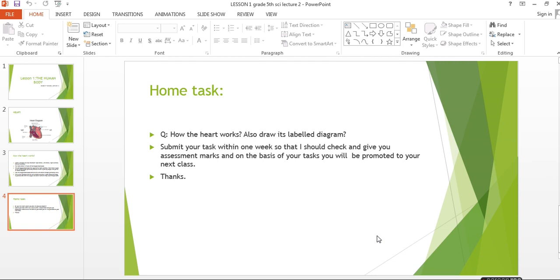Also draw its labeled diagram and submit your task within 1 week so that I can check and give you assessment marks, and on the basis of these tasks you will be promoted to your next class.